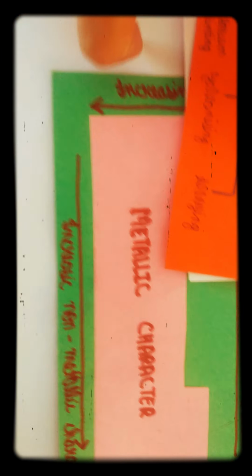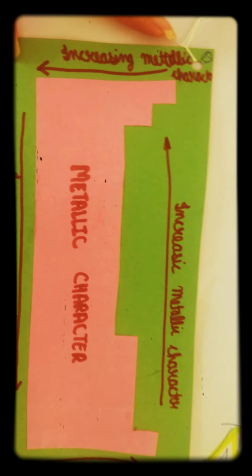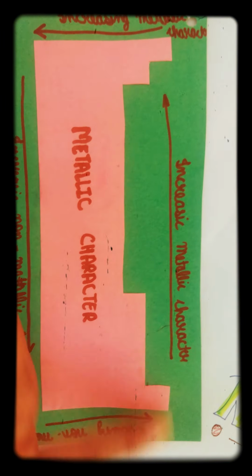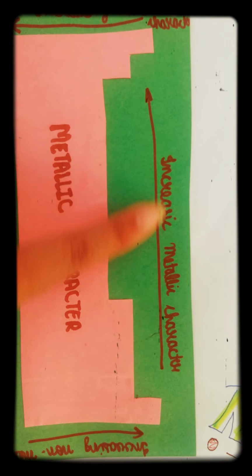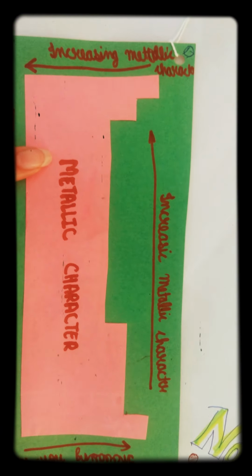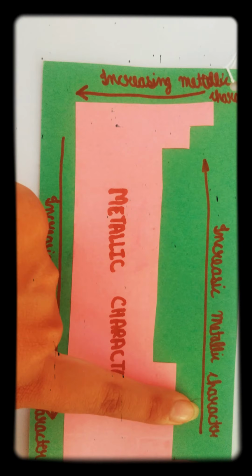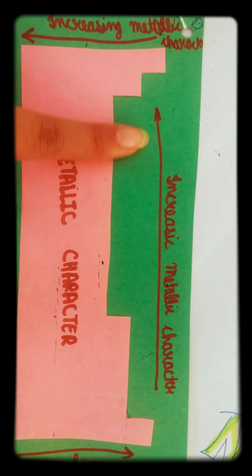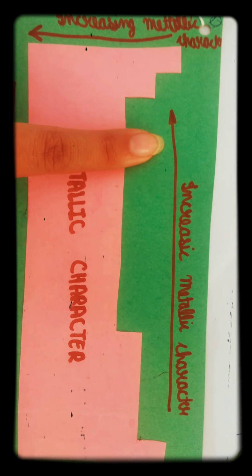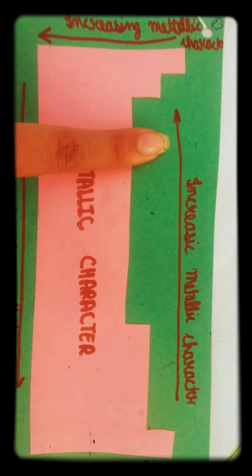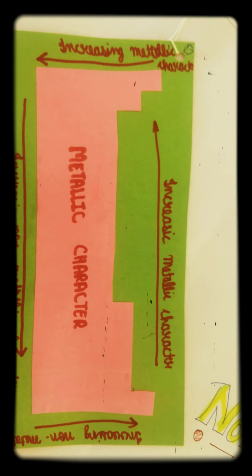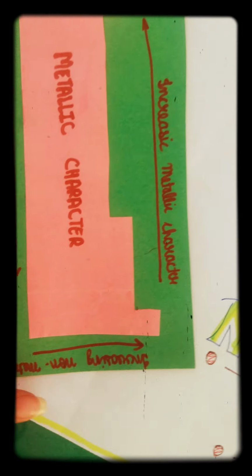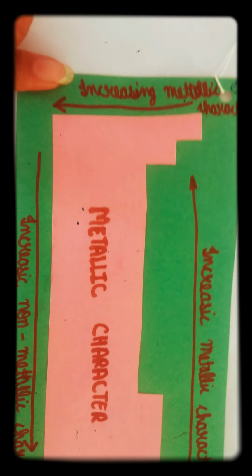So next is increasing metallic character and increasing non-metallic character in the periodic table. This is a periodic table in a pink shape, and you can see here that if we move along the period, in the direction right to left, there will be an increase in metallic character, and here there will be an increase in non-metallic character. Here increasing non-metallic character, and here increasing metallic character.